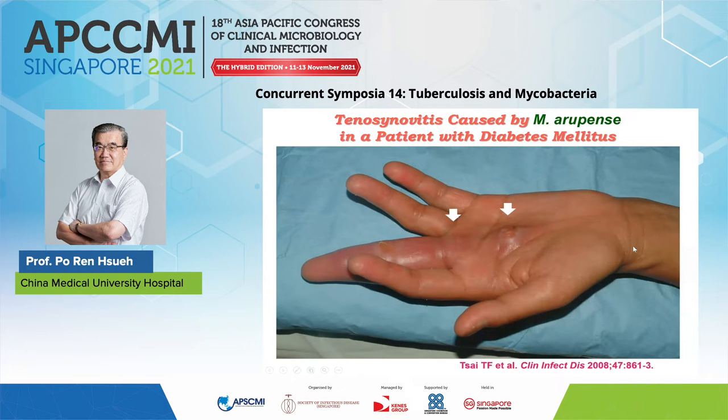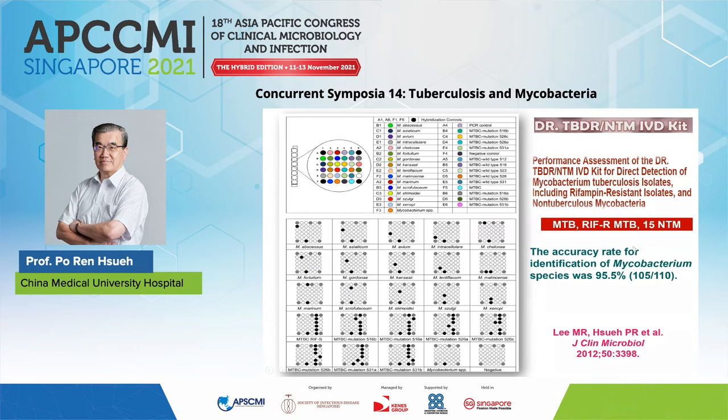And there are also some very unusual NTM. One of them is very interesting because we have several cases of this infection, but it always occurred on the hand, with a superficial skin infection on the hand. So it's very interesting, but actually this is a very unusual NTM. So in the clinical laboratory, we have to do some extensive identification methods to identify this unusual NTM.